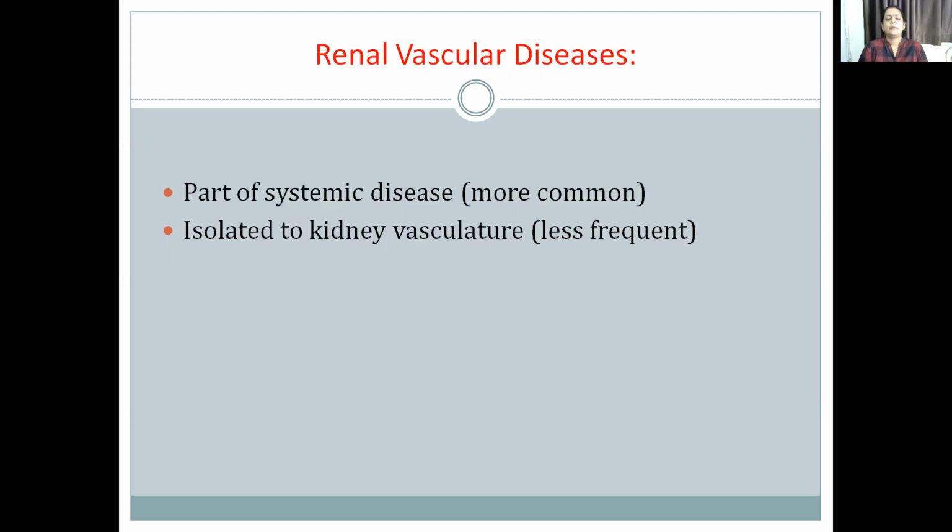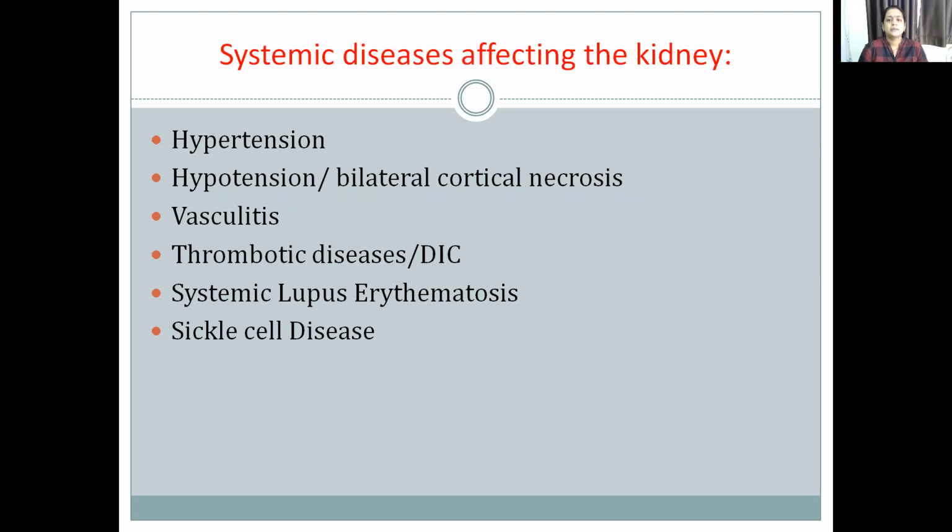Now coming to renal vascular diseases, which are a part of systemic disease. Usually it is more common like that. Isolated kidney diseases can be present but are rare. Now systemic diseases that can affect the kidney are hypertension, bilateral cortical necrosis, vasculitis, thrombotic disease, DIC, SLE, and sickle cell disease. Hypertension we will be dealing with in detail, benign nephrosclerosis and malignant nephrosclerosis.